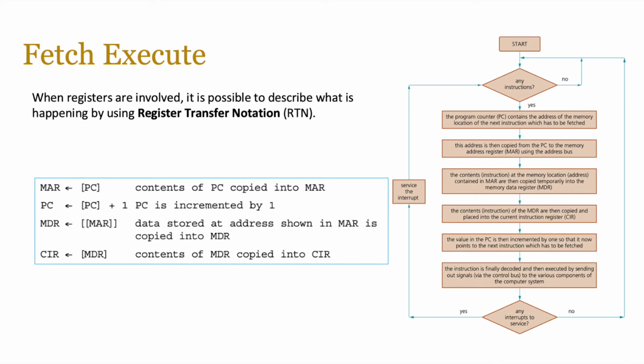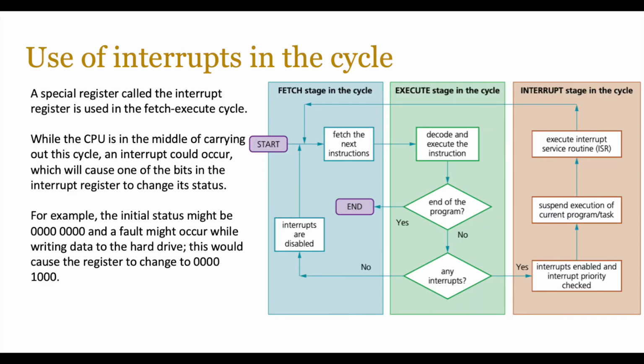If you just wanted to transfer just the address stored in MAR, then we just need to use a single pair of square brackets, but since we want the data that is stored at that address, then you use a double square bracket set. Now the register transfer notation is pretty simple, so hopefully pause the video and just get familiar with that. You also need to know about the use of interrupts in the fetch execute cycle as well.